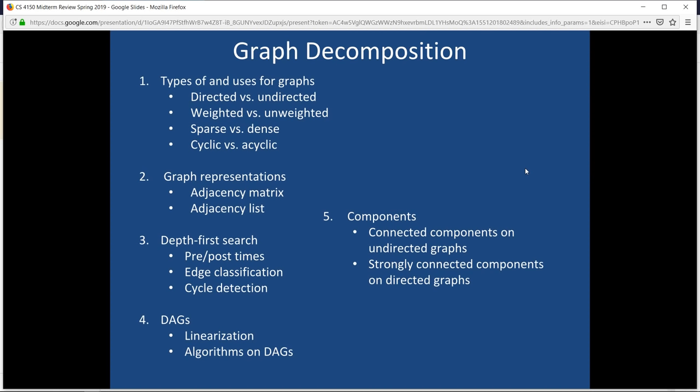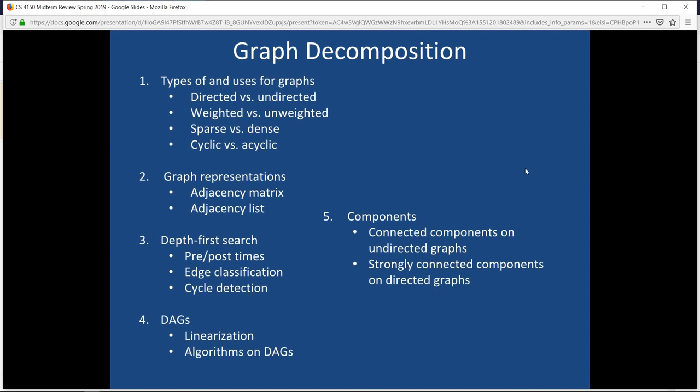We looked at first how to divide an undirected graph into its connected components, and then a directed graph into its strongly connected components. So these were all applications of depth-first search and its key subroutine, which is explore. So you need to be good at looking at a graph and figuring out pre and post times.